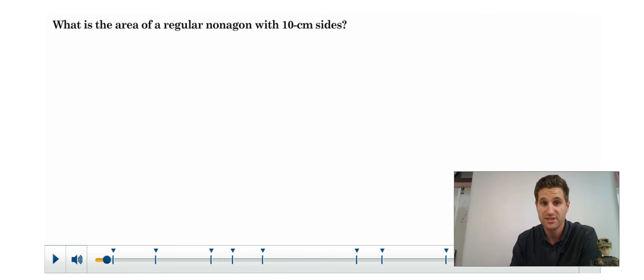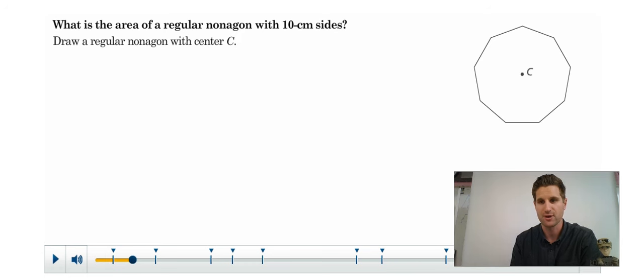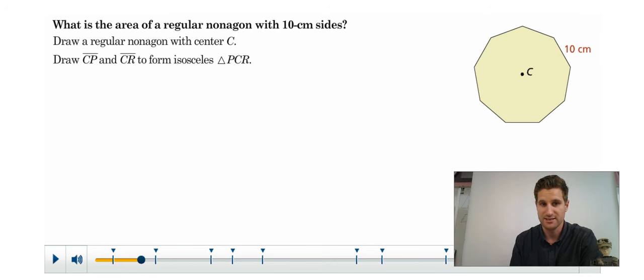The first problem is, what is the area of a regular nonagon, that's 9 sides by the way, with 10 centimeter sides? So I'm going to let the computer do some of this work. We'll talk about it as it goes, and then you can write down what I get written down. So there we go. There's a nonagon, center C, and it's got 10 side.